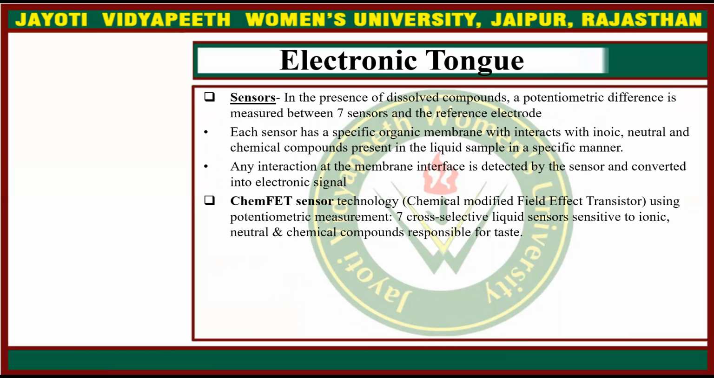Then sensors. In the presence of dissolved compounds, a potentiometric difference is measured between 7 sensors and the reference electrode. Each sensor has a specific organic membrane which interacts with ionic, neutral, and chemical compounds present in the liquid sample in a specific manner. Any interaction at the membrane interface is detected by the sensor and converted into an electronic signal.